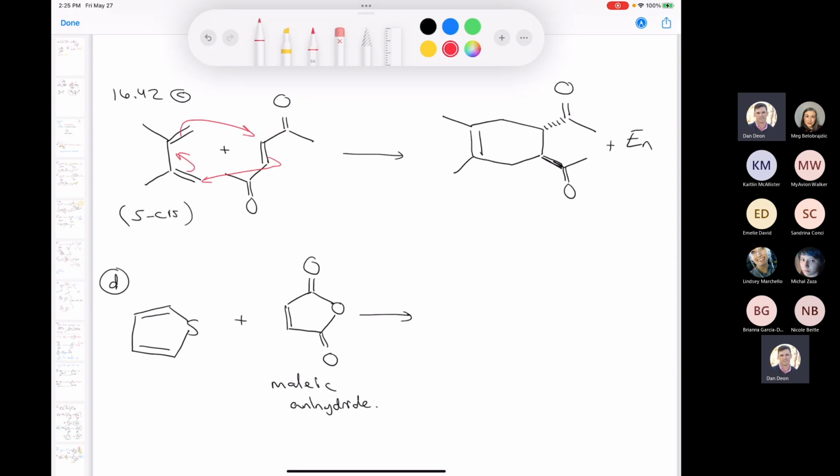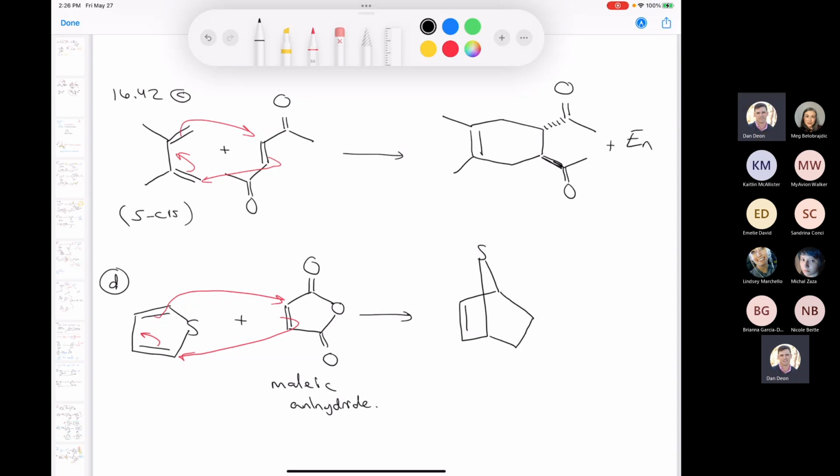So we're going to form our 2 sigma bonds to make our 6-membered ring, and we're going to put a pi bond here. So let's draw the bicyclic product. Start with the skeleton, which has a sulfur in the ring up here. Here's our pi bond.